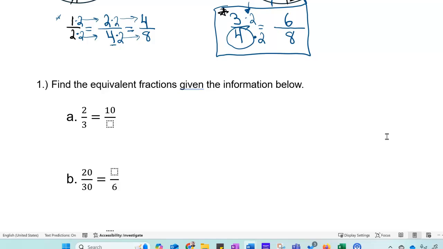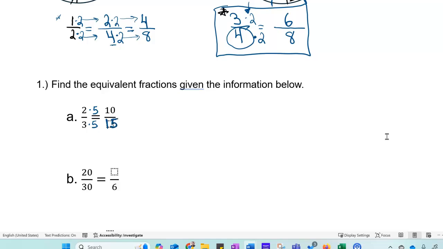Now, it has to be multiplication when the numbers that you're starting with are smaller and you're going to a bigger number. We'll do the same thing, but we can use division if we're starting with bigger numbers and going to smaller. Okay, so 2 times what gives you 10? Well, 2 times 5 gives me 10. If I multiply the top by 5, I have to multiply the bottom by 5. So I get 10 over 15.